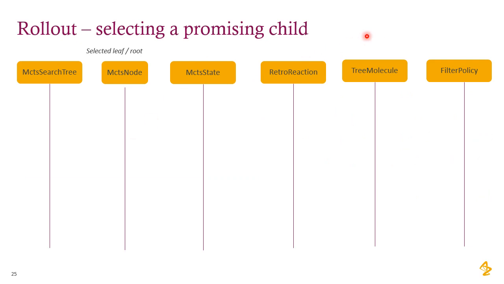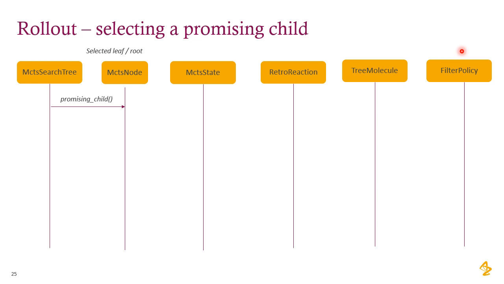So let's look at how we select a promising child. We have even more actors here. We will have the search tree. We will have the Monte Carlo node, which is still the leaf or the root node. We have the Monte Carlo state, which is owned by the Monte Carlo node. We have a retro reaction, which was previously returned by the expansion policy and now stored by the Monte Carlo node. We will have to deal with three molecules, and we will see how the filter policy comes into play.